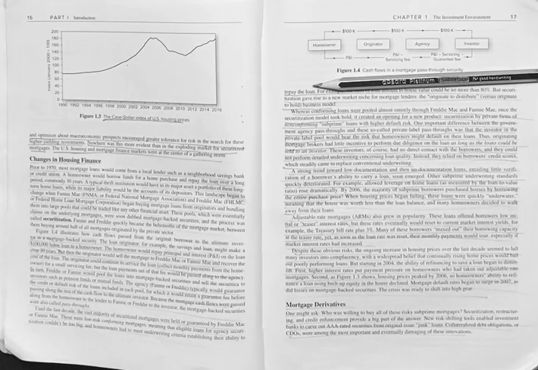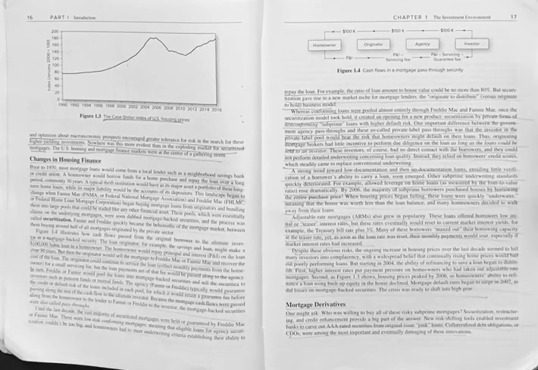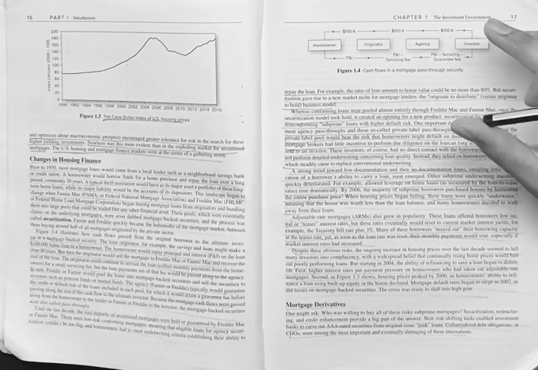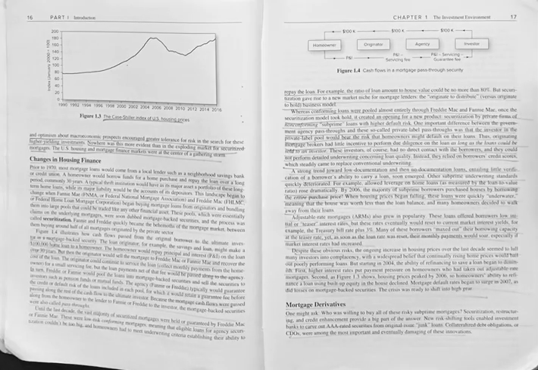These loans offered borrowers low initial or teaser interest rates, but these rates eventually would reset to current market interest yields. For example, the Treasury bill rate plus 3%. Many of these borrowers maxed out their borrowing capacity at the teaser rate. Yet, as soon as the loan rate was reset, their monthly payments would soar, especially if market interest rates had increased. Despite these obvious risks, the ongoing increase in housing prices over the last decade seemed to lull many investors into complacency, with a widespread belief that continually rising home prices would bail out poorly performing loans.